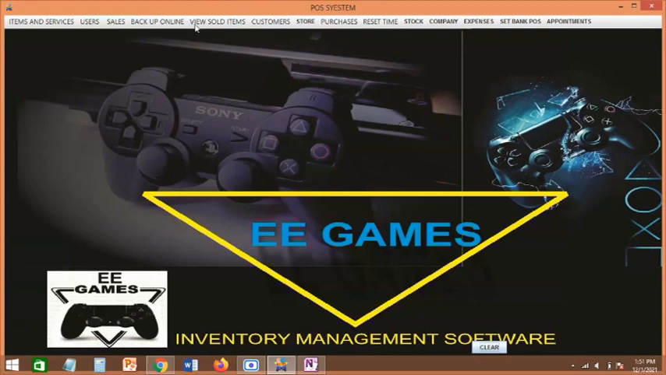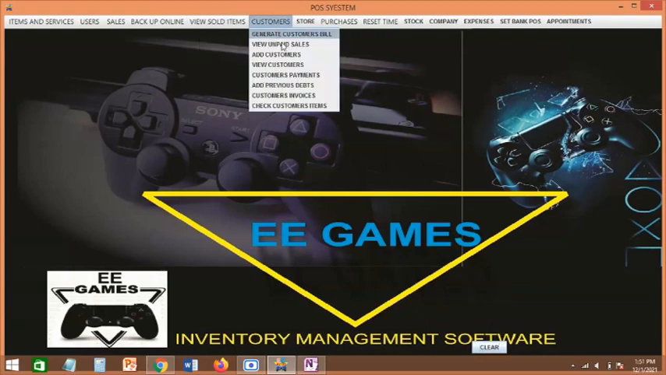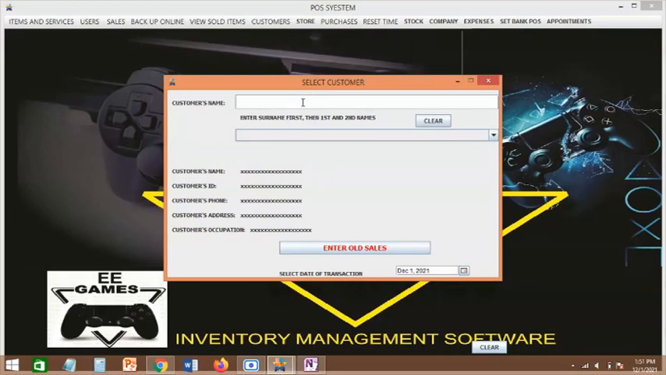One-time customer. Okay. All right. Now this place says add previous debt. Add previous debt. You have customer invoices, check customer items. Now add previous debt. You want to add a debt.